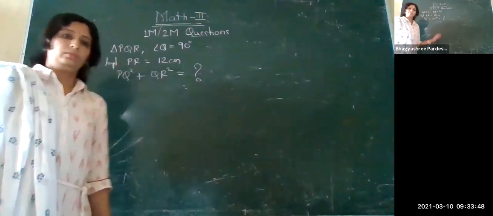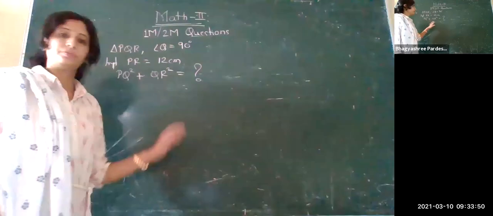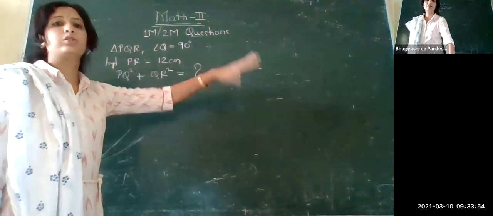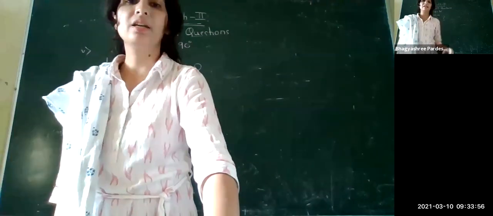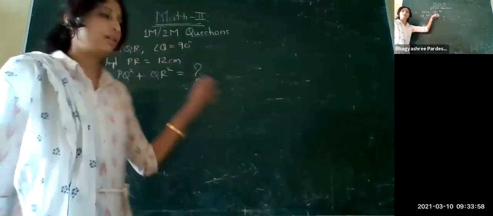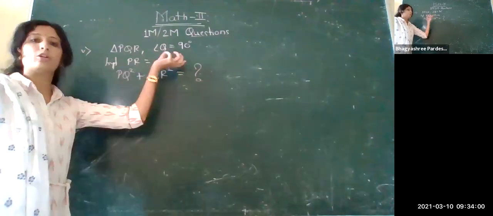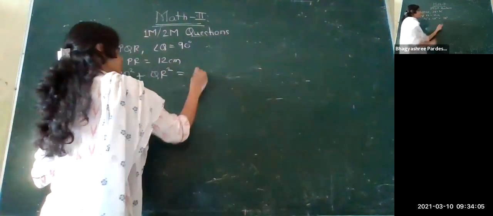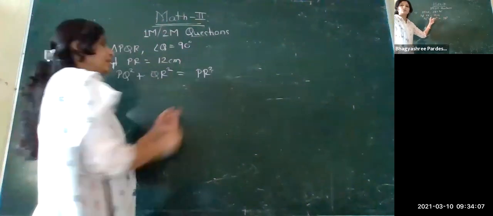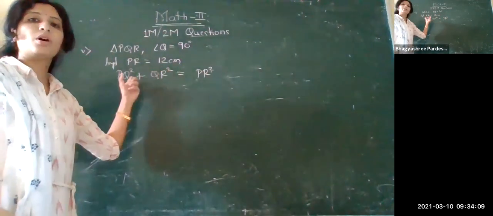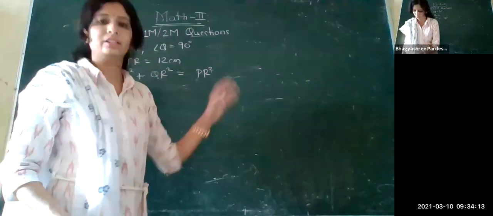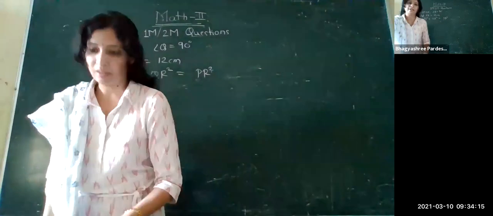PR square? Yeah, this is equal to PR square. Here simply a right angle triangle was given to us in which we know the measurement of the hypotenuse, so this formula: hypotenuse square is equal to the sum of the two sides' squares. Then we substitute the values. We are getting this is equal to 144. Let's see the next one.